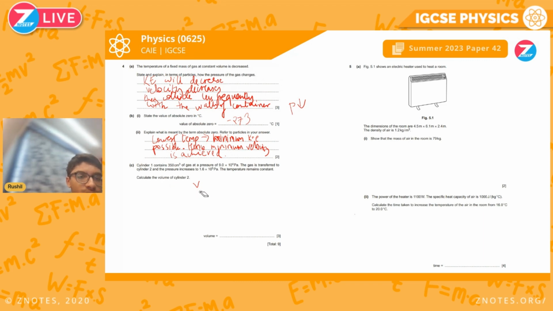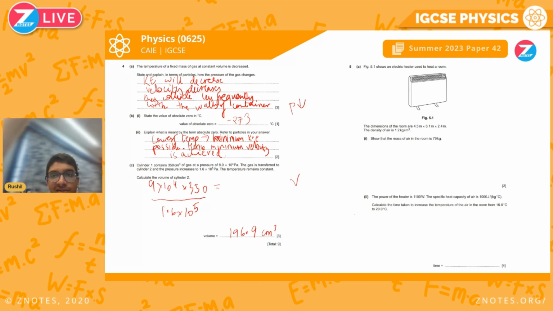So hence, using this formula, we know that 9 into 10 to the power 4 into 350, since we're using the same units for both, the units don't matter in this case, is equal to 1.6 into 10 to the power 5 into, sorry, we're calculating volume, so V. So V is equal to this divided by 1.6 into 10 to the power 5 cm cube, which is 196.9 cm cube.